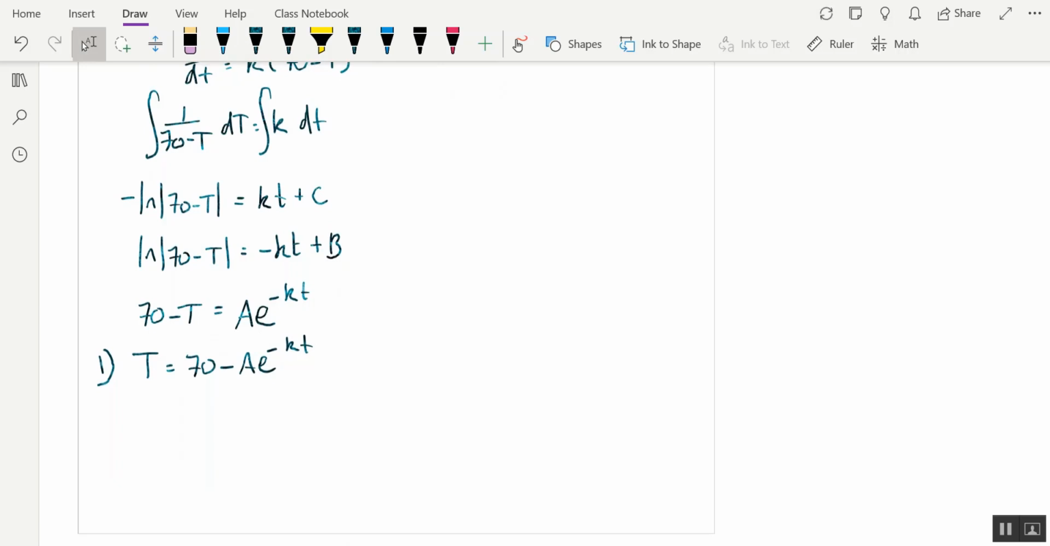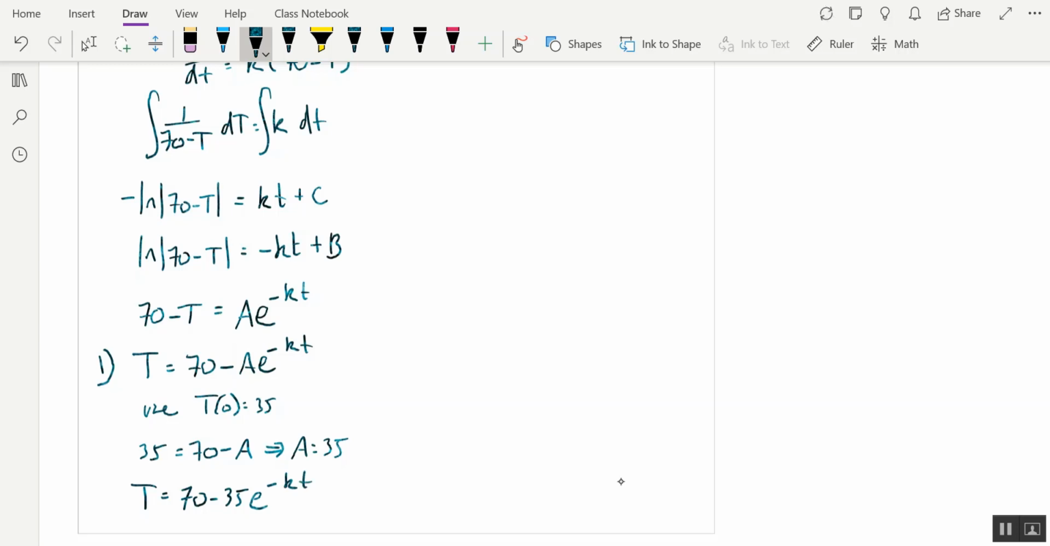The first one we're going to find is A. So we're going to use the fact that T of 0 is 35 to find A. So 35 is 70 minus A e to the 0, and e to the 0 is 1. So that tells me that A is 35. So now T is 70 minus 35 e to the negative Kt. That's hurdle 2.